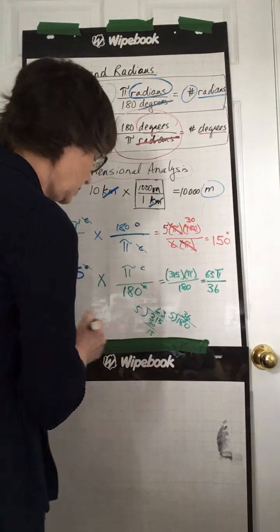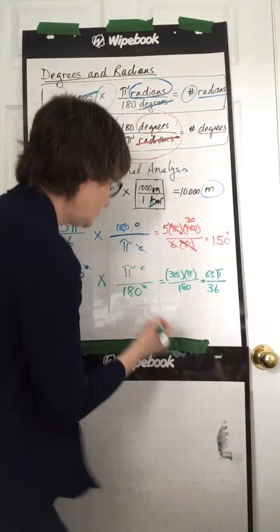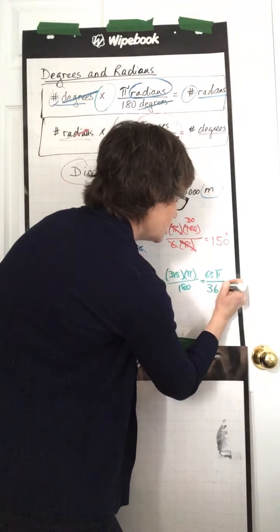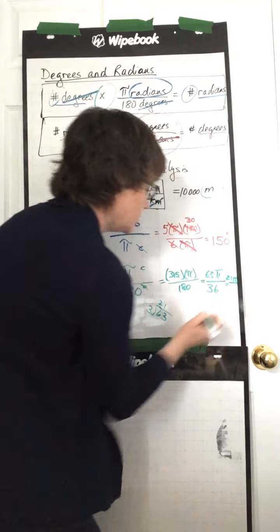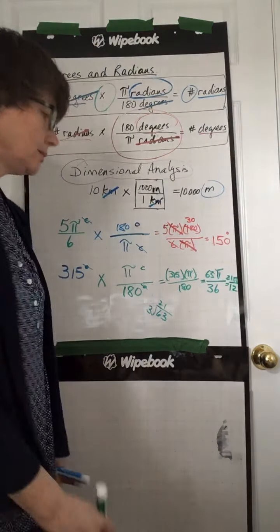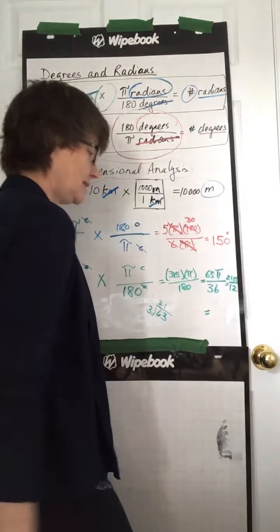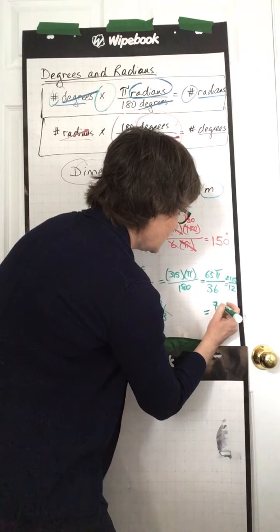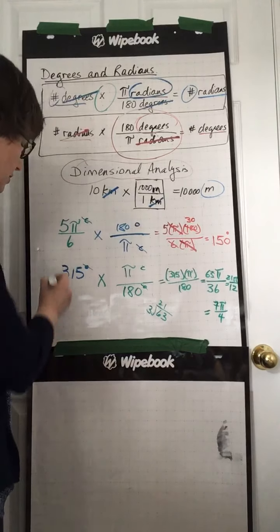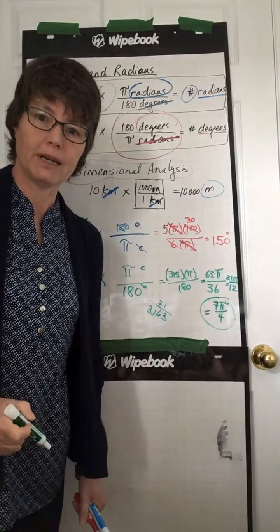So 3 goes into 63 21 times. So 21 pi over, and 3 goes into 36 12 times. Oh, actually I can reduce it further. It's okay if you end up doing this step by step as well. 3 goes into each of these, so 7 pi over 4. So 315 degrees is equal to 7 pi over 4 radians.